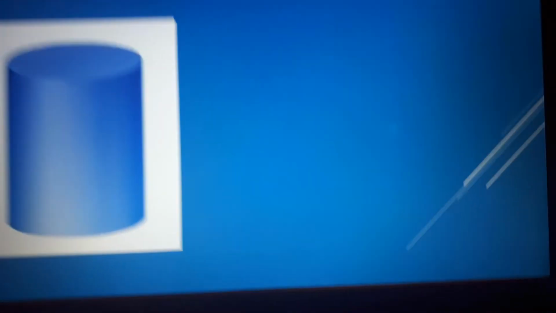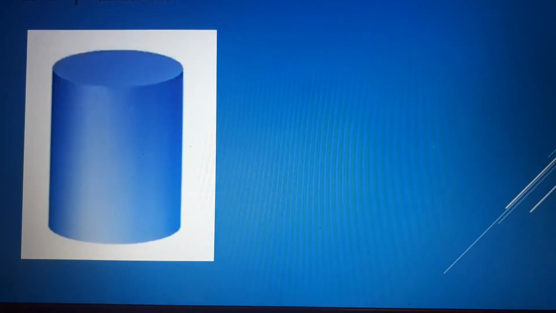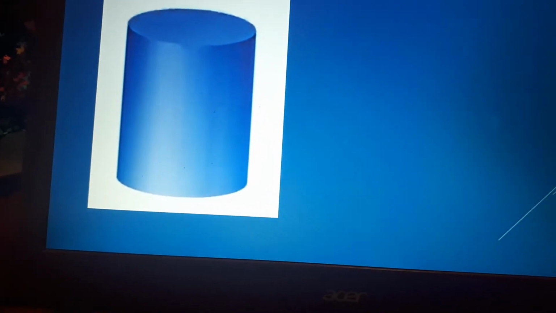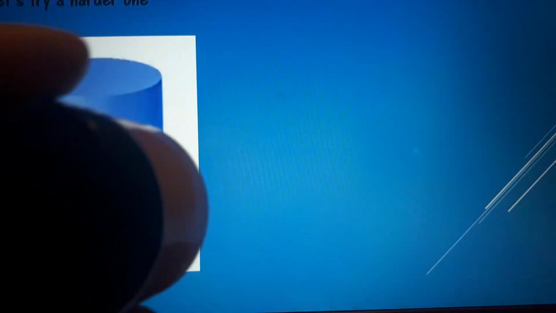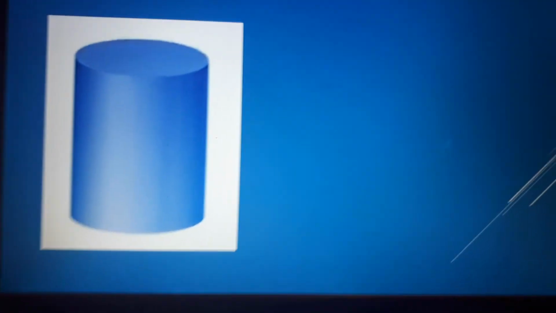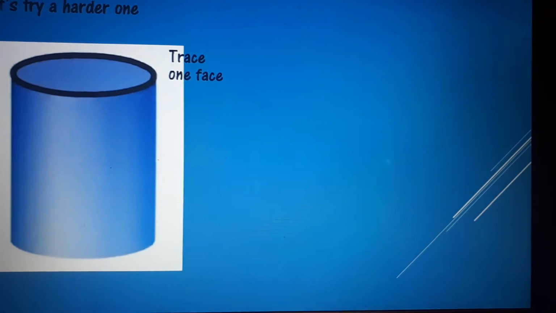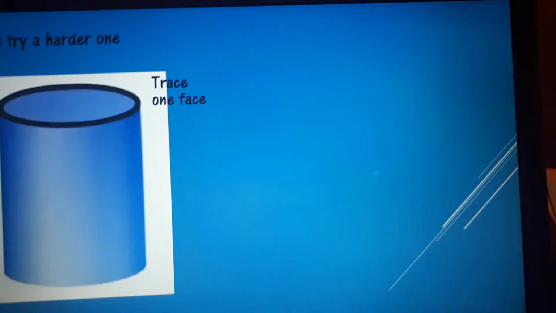Let's try something harder. What is this shape? Remember, what's this shape? It's a cylinder. Great job. Remember, the cylinder is like the Pepsi can, isn't it? It's like what? A Pepsi can. Look at this one. This is my lip cream. Don't tell anyone. It's a cylinder. You see here? If you put this cylinder on the paper and you trace it, what shape can you find? Let's try together. Come on. Trace one face. What do you think this one is?